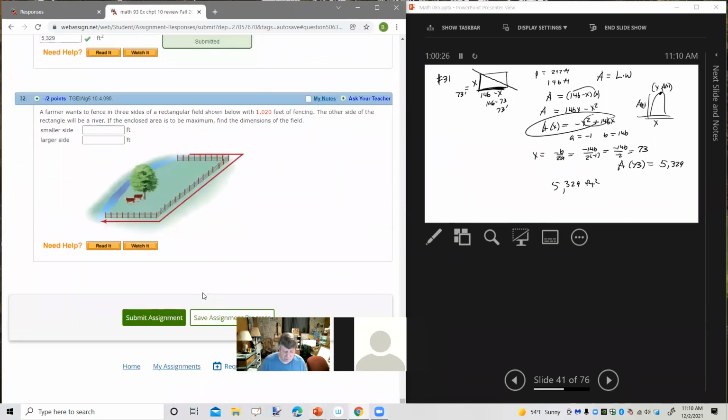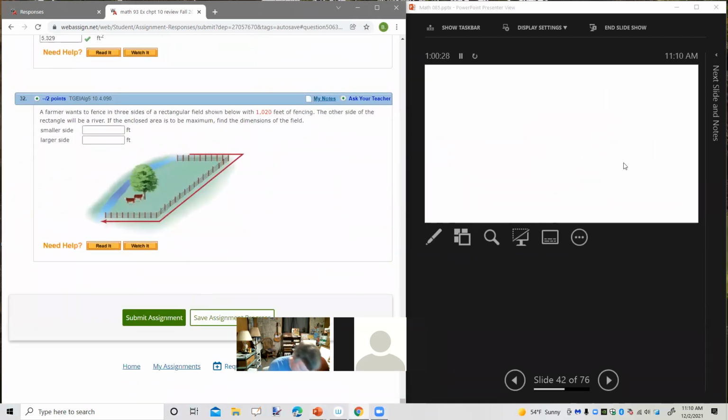And finally, one more application problem, number 32. In this case, we have 3 sides of a rectangle up against a river. And the total length of the 3 pieces of fence is 1,020 feet.